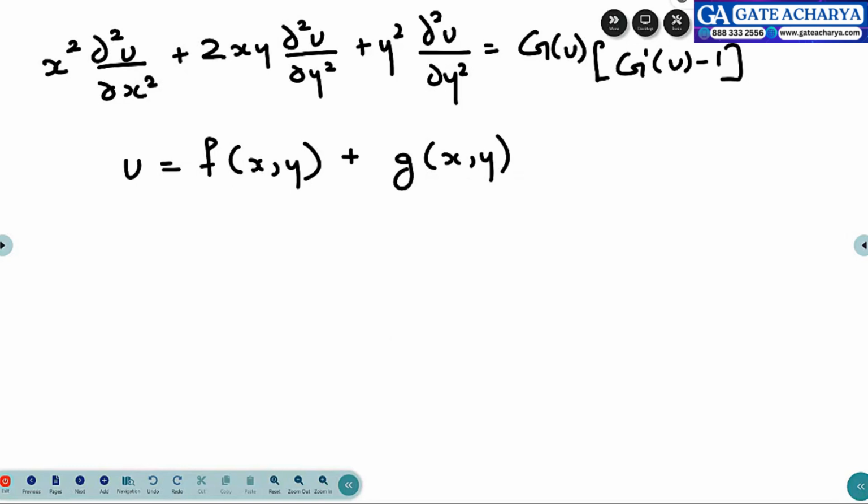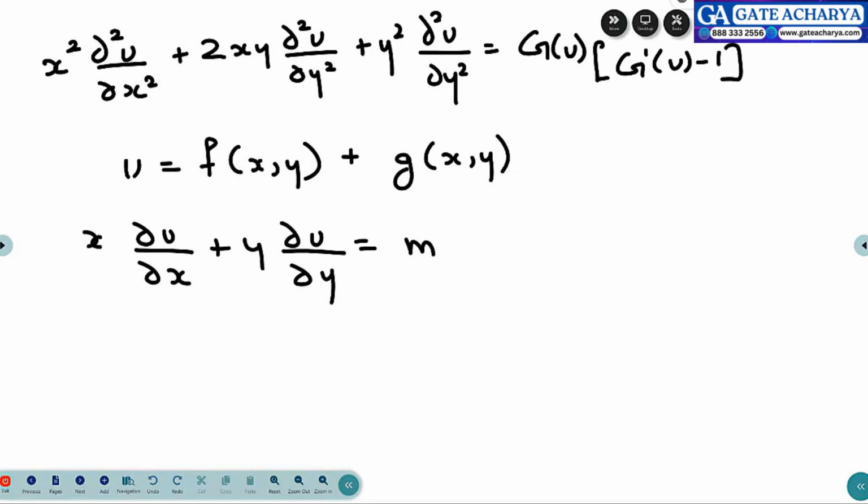Why do we have to do this corollary? So we are focusing on which corollary? When m is not equal to n. So obviously u here is right now not homogeneous. Then the rule goes like this: x dou u by dou x plus y dou u by dou y is equal to, what is the order of f? m. So m into f of x comma y. What is the order of g? n. So n into g of x comma y.